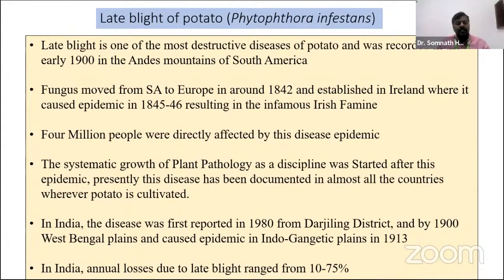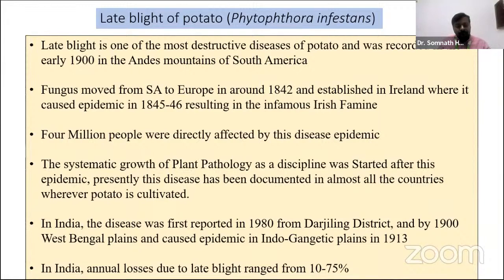This fungus initially moved from South America to Europe during 1842, and it established in Ireland, where it caused the epidemic. The infamous Irish famine was caused by Phytophthora infestans, causing the late blight disease of potato. Since then the disease has been studied, and during this infamous Irish famine more than 4 million people were directly affected.